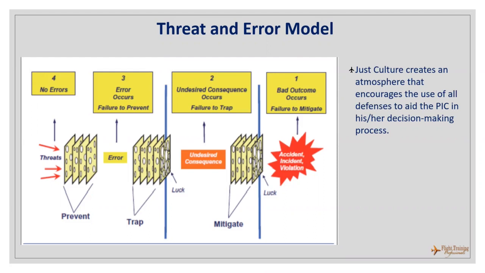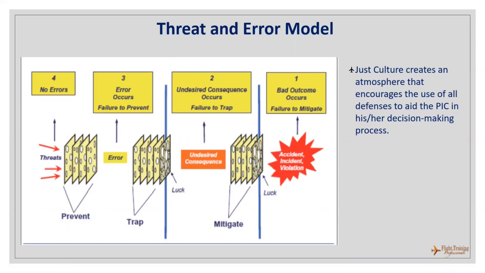One thing to note, as you see, we can prevent it, right? We can trap it and we can mitigate it. But one thing that we can add to the threat and error model is luck. But if you'll notice from this slide, the luck piece of Swiss cheese has a lot more and bigger holes in it because we can't rely on that, right?